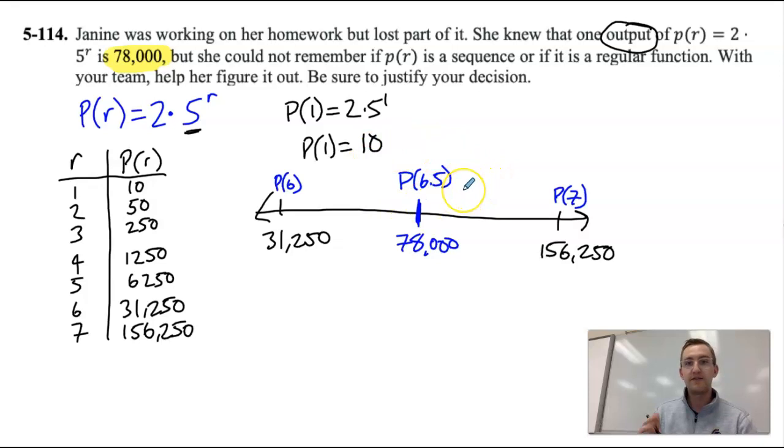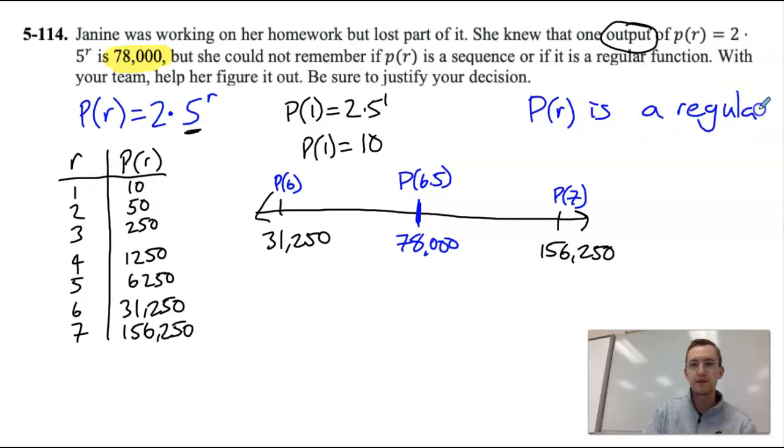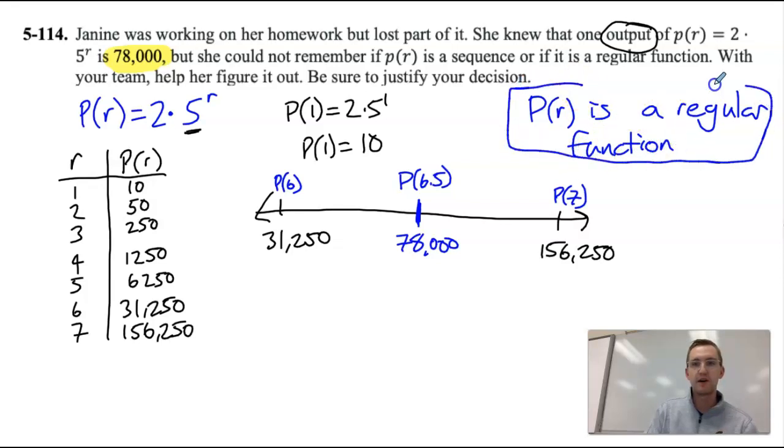And we can't have that if it's a sequence. If it's a regular function, then we could. Because our output is somewhere in between our two whole number outputs, that means P of R, let's rewrite that and clean it up a little bit, P of R is a regular function. Not a sequence, because the number we'd have to plug in for R to make this true is not a whole number.